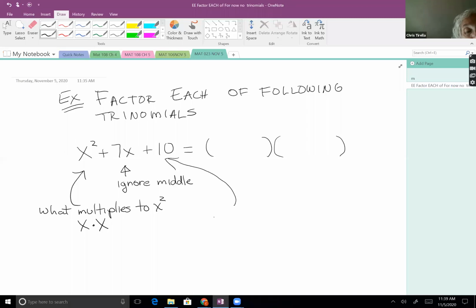Then I ask myself, what are the possible factors of the last term, 10? And I want to list everything that would work. So it could be 1 times 10, or it could be 2 times 5. Everybody with me so far?